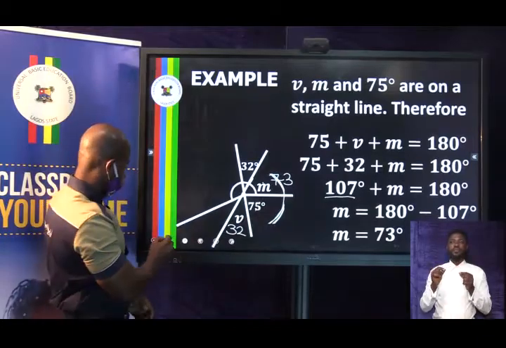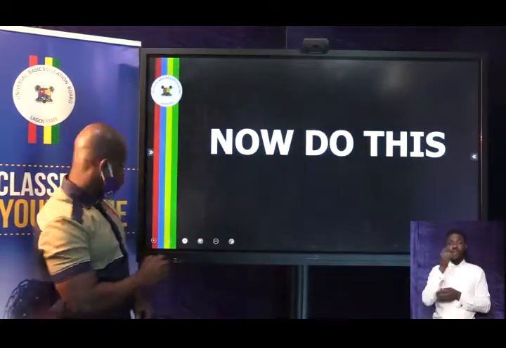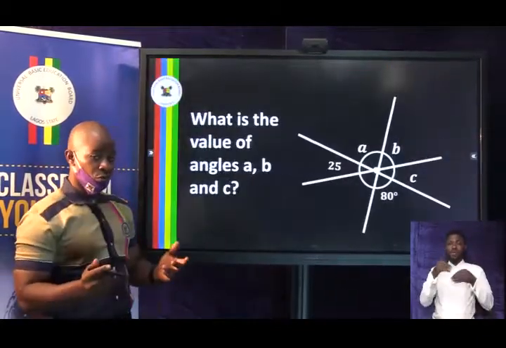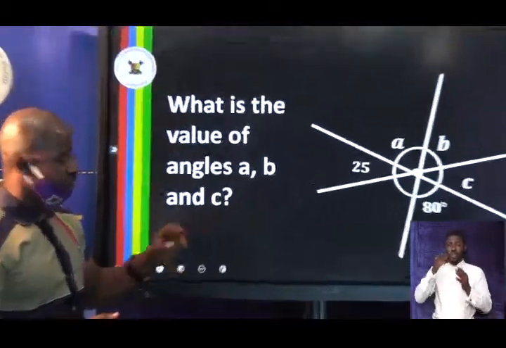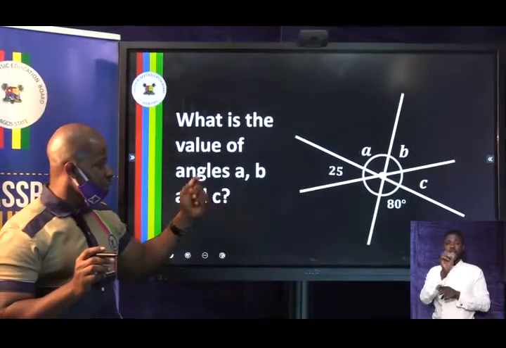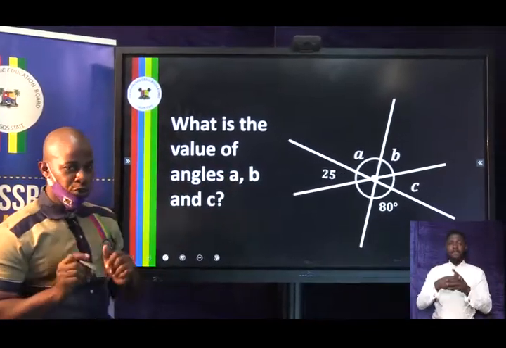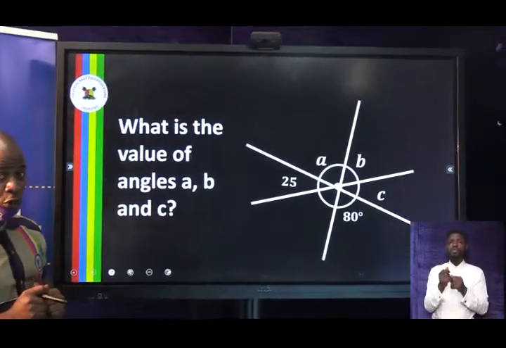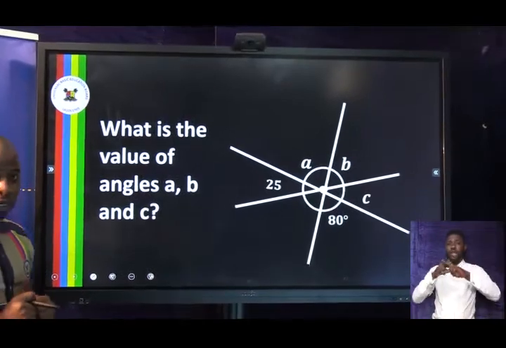So let's move on. This one is for you to do. I'll give you 1 minute to study it. In this one, you have to find the values of A, B, and C. So I want you to begin by looking for which angles are vertically opposite. You have 1 minute. Begin.